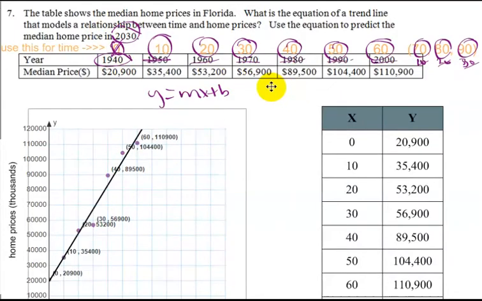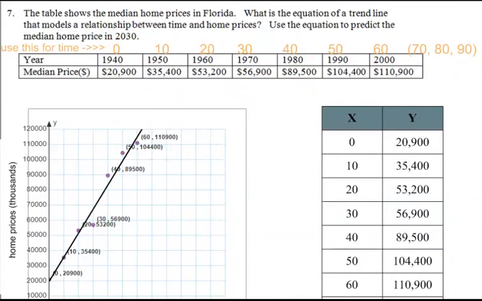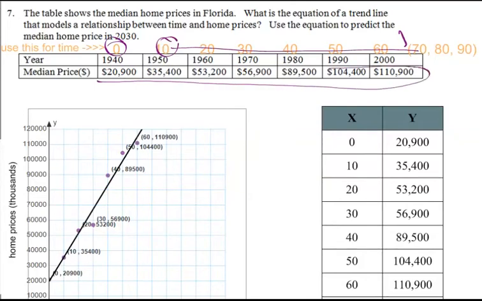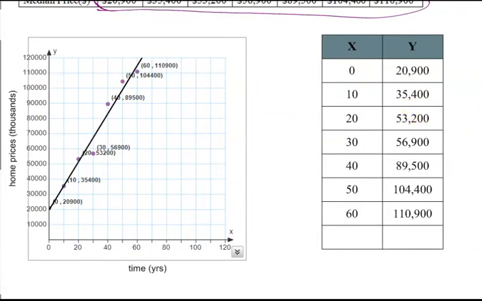So let's plot the points that they gave us. Okay, so using 0, 10 through 60 and our median home prices, we're going to plug these in right here. And when we do, it plots them over here. Okay, and this automatically generated the line of best fit. And if we notice, we're looking for that y equals mx plus b.